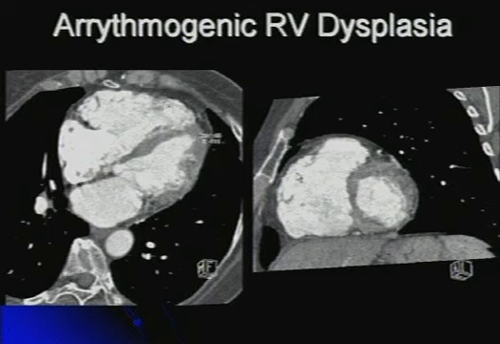In addition, we see that there are dark areas within the ventricular wall consistent with fatty infiltration, consistent with arrhythmogenic RV dysplasia.